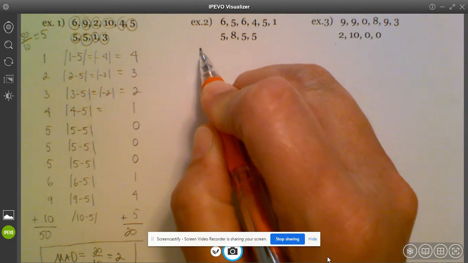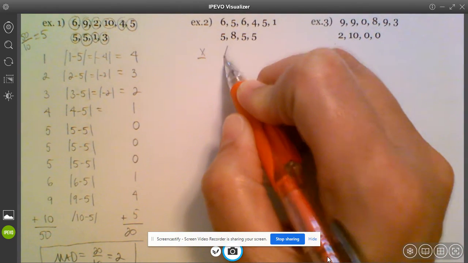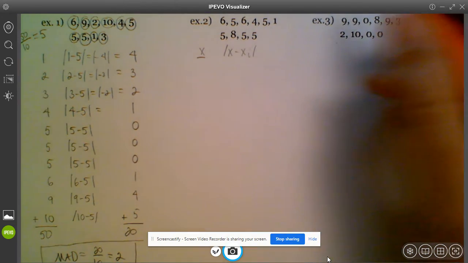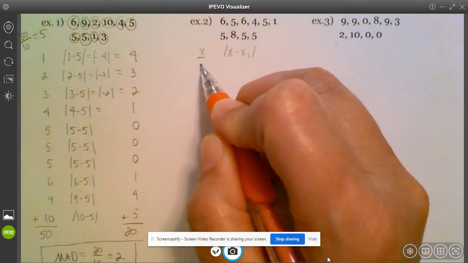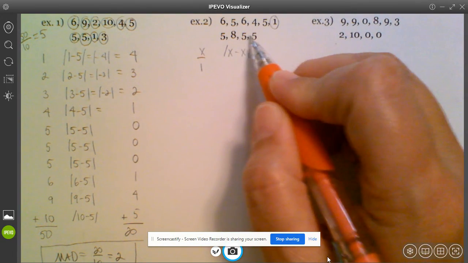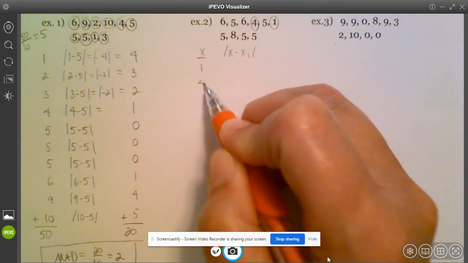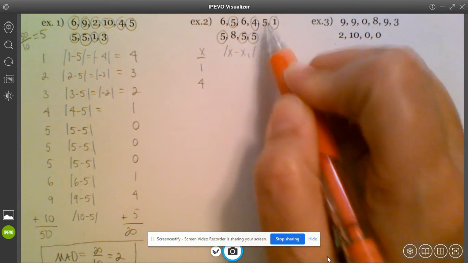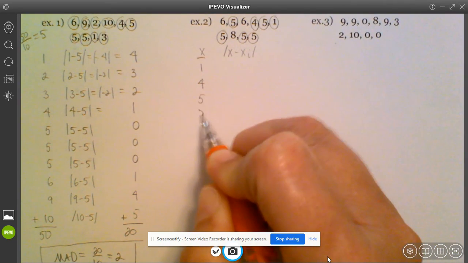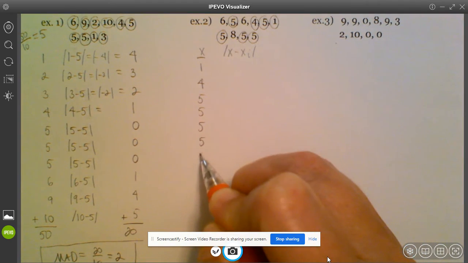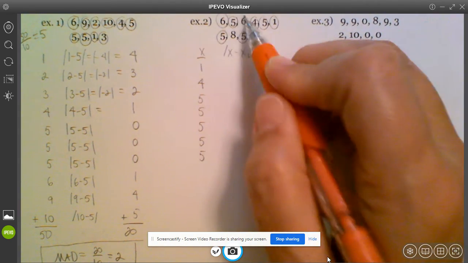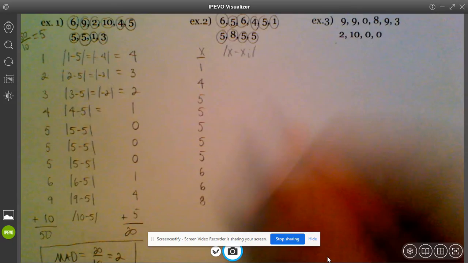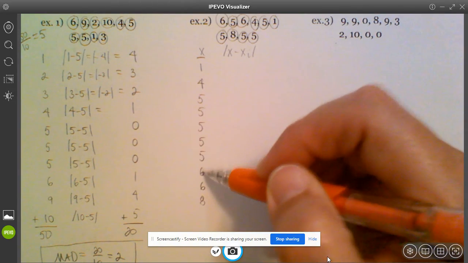Okay, so let's look at our numbers. I'm actually going to use the formula here. Let's look at each value minus the mean. Okay, so my first number is 1. 2, 3. Okay, there's a 4. Any more 4s? And there's a 5. There's 1, 2, 3, 4, 5. Okay, there are 5 5s. And I've got 2 6s. And then I have an 8. 1, 2, 3, 4, 5, 6, 7, 8, 9, 10.